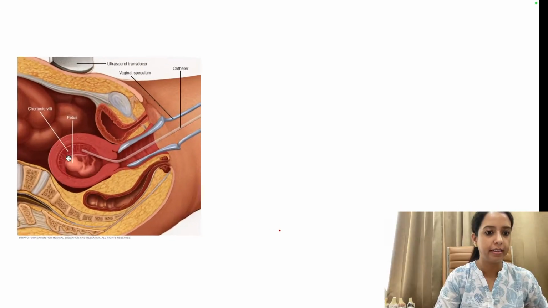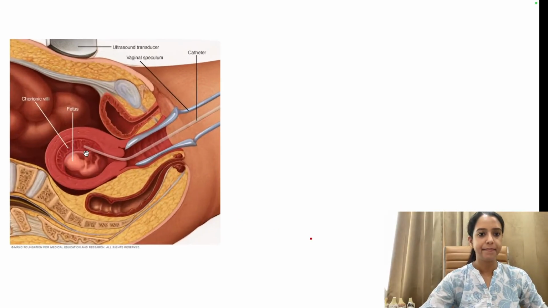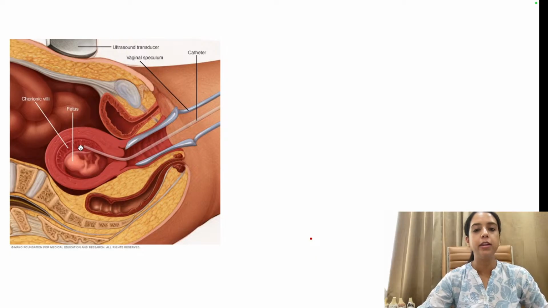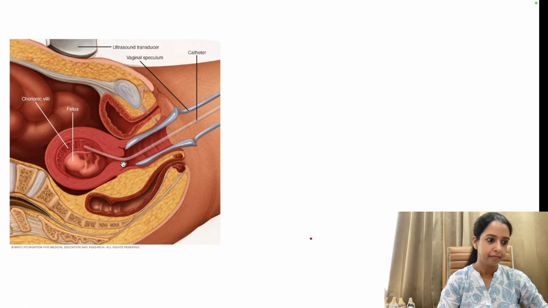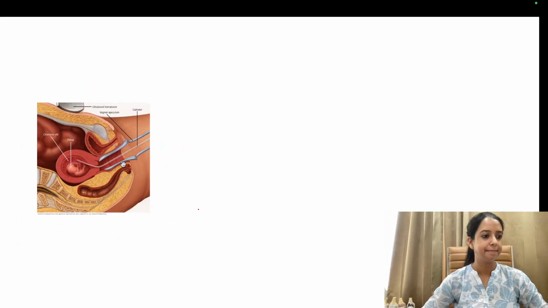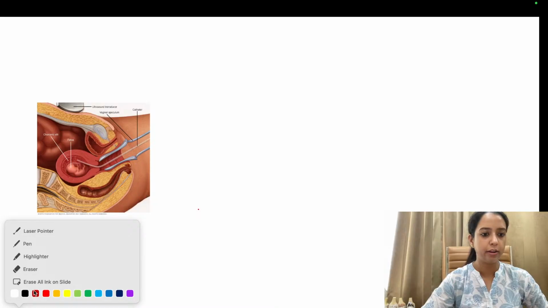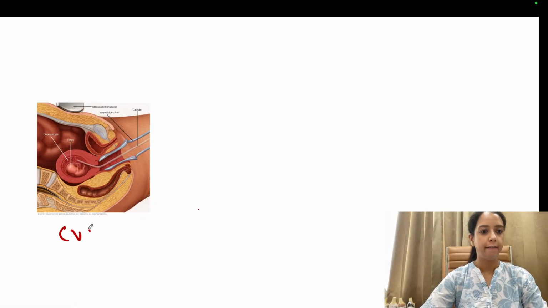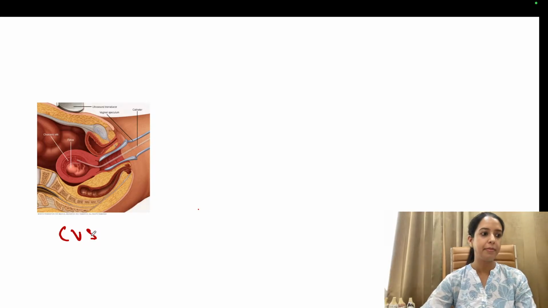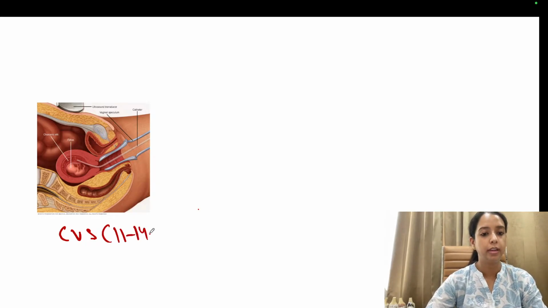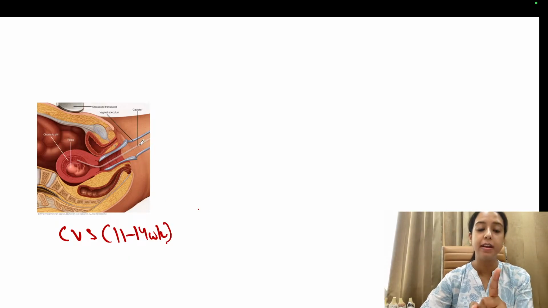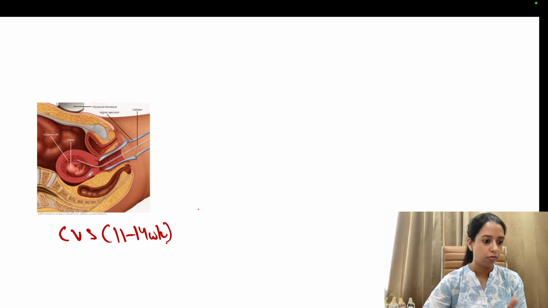What is this confirmatory diagnostic test? A catheter is going vaginally into the placenta. So what is this test that is taking place here? It is a diagnostic test for aneuploidy. It is chorionic villus sampling. Since I am going into the chorionic villi, it is chorionic villus sampling, and it is done at 11 to 14 weeks. Remember, chorionic villus sampling can be done vaginally and abdominally also.